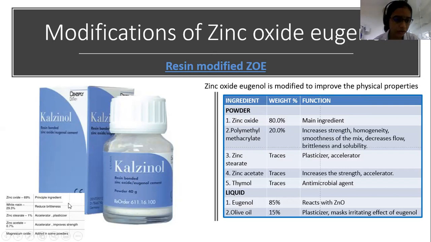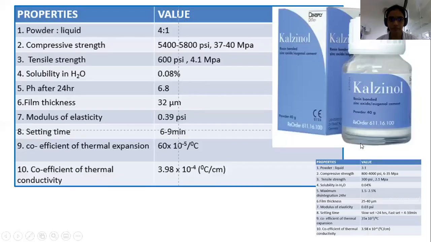In the conventional zinc oxide eugenol, the powder consists of zinc oxide, white rosin, zinc stearate, zinc acetate, and magnesium oxide. In a resin modified zinc oxide eugenol, instead of white rosin, 20% of polymethyl methacrylate is added. This polymethyl methacrylate increases strength, homogeneity, and smoothness of the mix, and decreases flow, brittleness, and solubility.